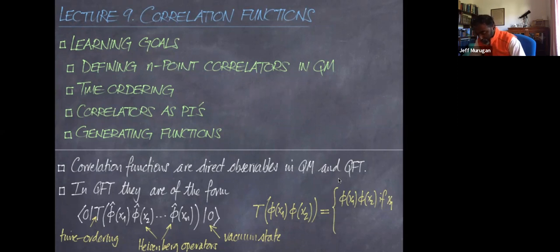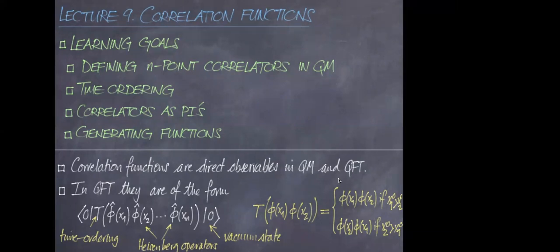the time component of x1 is bigger than the time component of x2, meaning that x2 takes place earlier, or it's phi of x2, x1, if the opposite is true. So if x2 takes place later than x1. Is that clear? Yes. Okay. So this is how time ordering works.